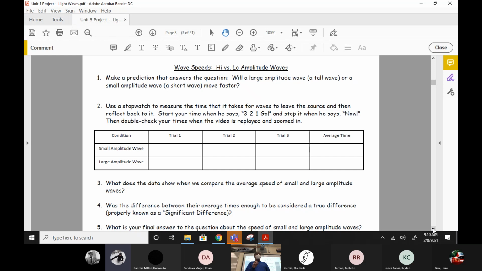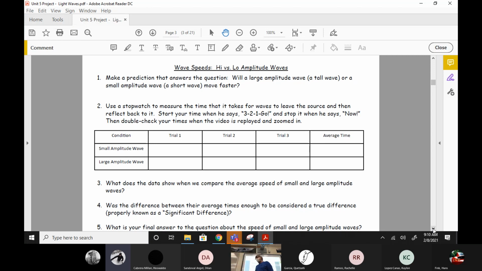I also want to remind you that whenever you make a prediction like this, there's really three options. You could say the large amplitude wave will move faster. You could say the small one would move faster, or you could predict that there will be no difference between them. Any of those is a valid prediction. So what do you think?